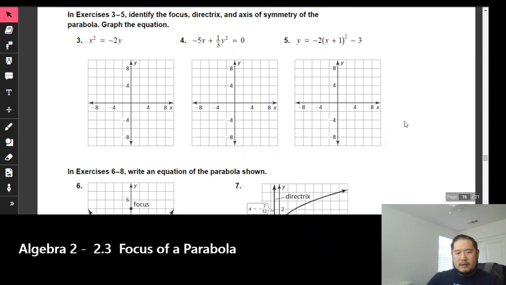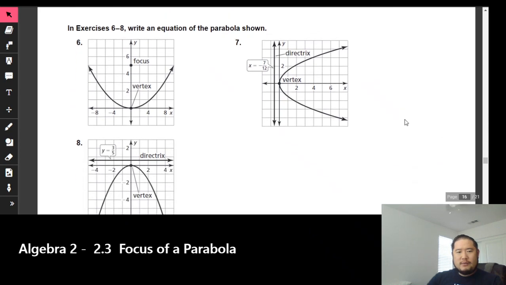All right, moving along. The last parts, write an equation of the parabola. Fun times. So let's see what they give us. They give us the vertex is 0, 0. So if I think about that, I just need to use the equation y is equal to 1 over 4p x squared. Okay, so that's the first thing, right? Vertex 0, 0, y is equal to 1 over 4p x squared.